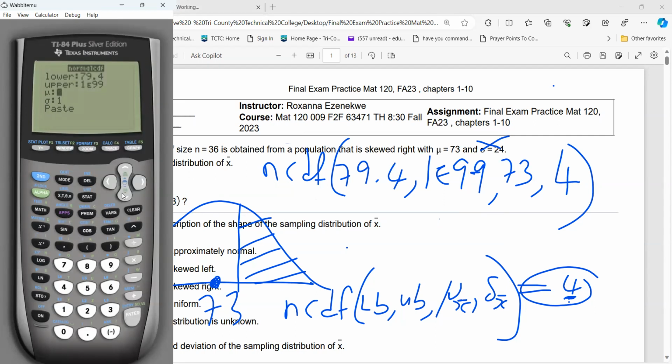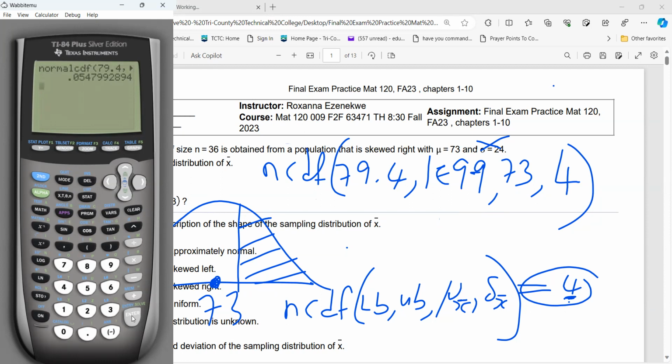This is not a standard normal curve. So I'm using a raw data. Because I'm using a raw data, I have to put the mean. The mean of the sampling distribution is 73. The standard error, remember, the standard error, people always forget. Okay, and then I will paste, and my calculator is asking me, is that the argument you want? I say yes. That is the argument I want.